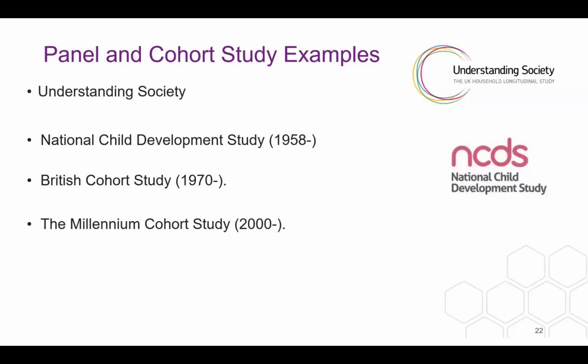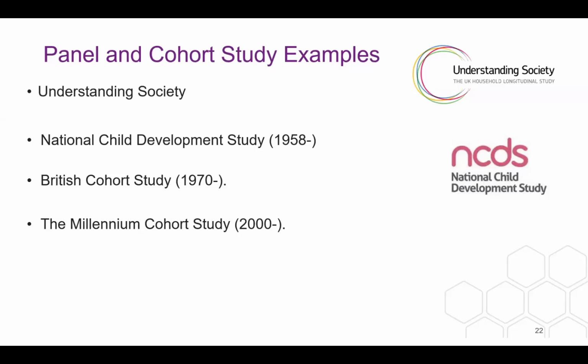Understanding Society is based at the Institute for Social and Economic Research, ISER, at the University of Essex. And the sample size of the study is 40,000 households, which is around 100,000 individuals.